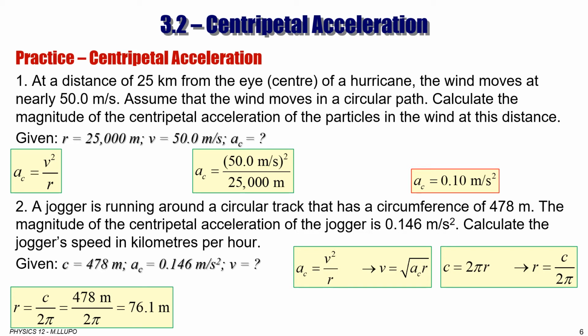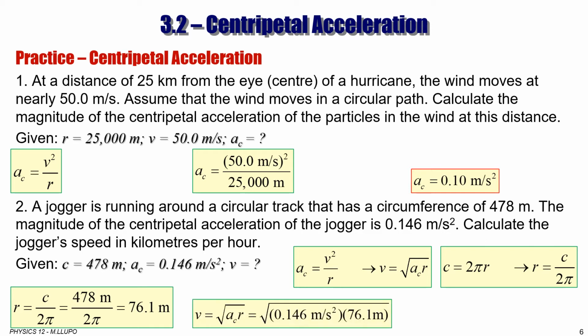Now we're ready to solve for speed, which is the square root of a_c times r. So a_c is 0.146 meters per second squared. The radius we just calculated is 76.1 meters, and we get a speed of 3.33 meters per second, or 12 kilometers per hour.